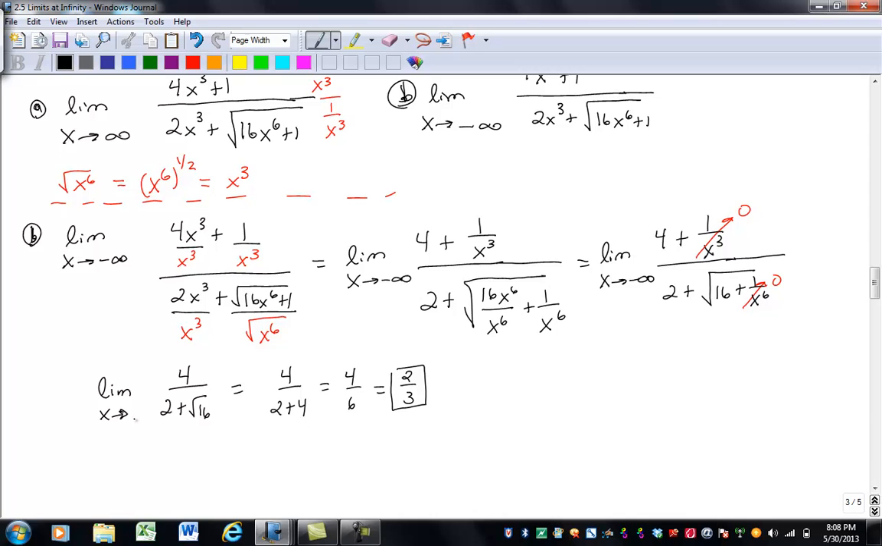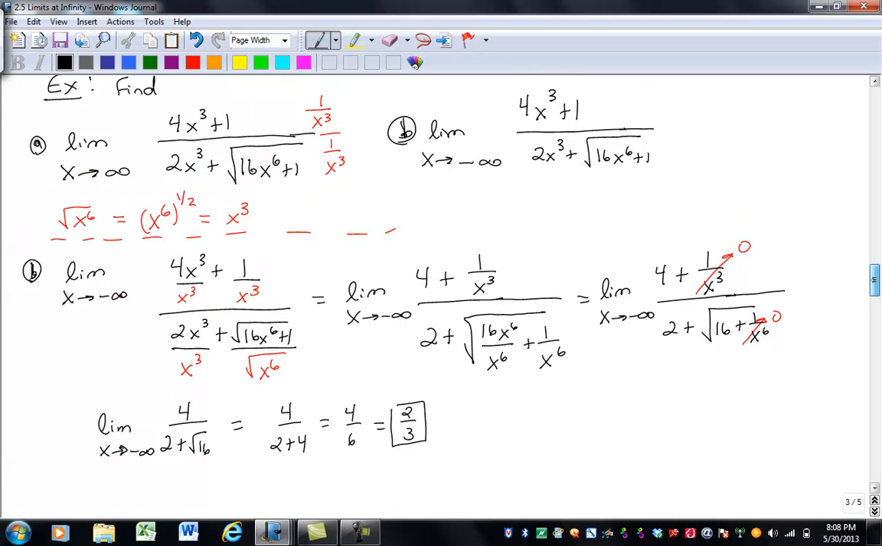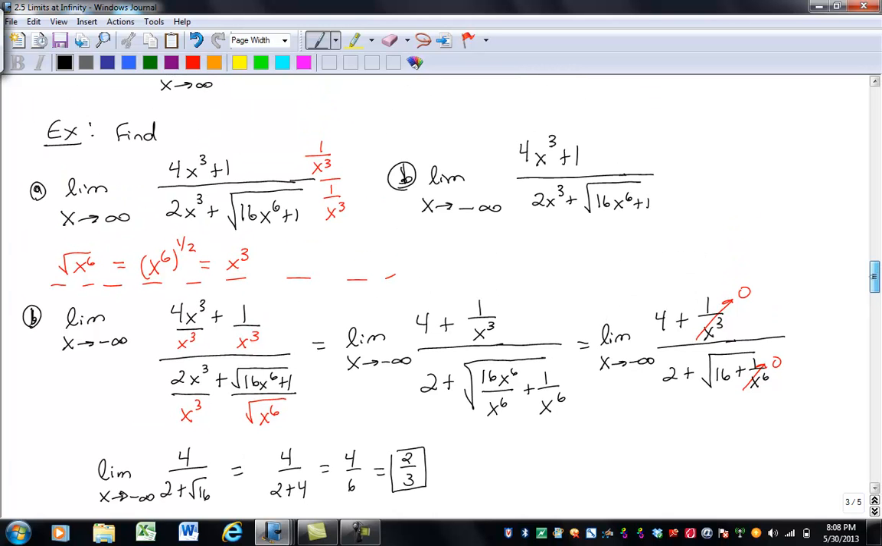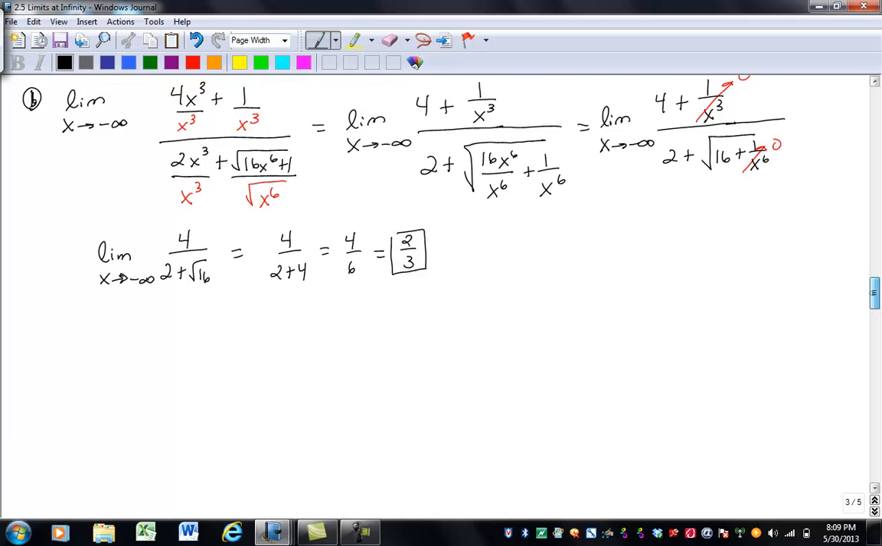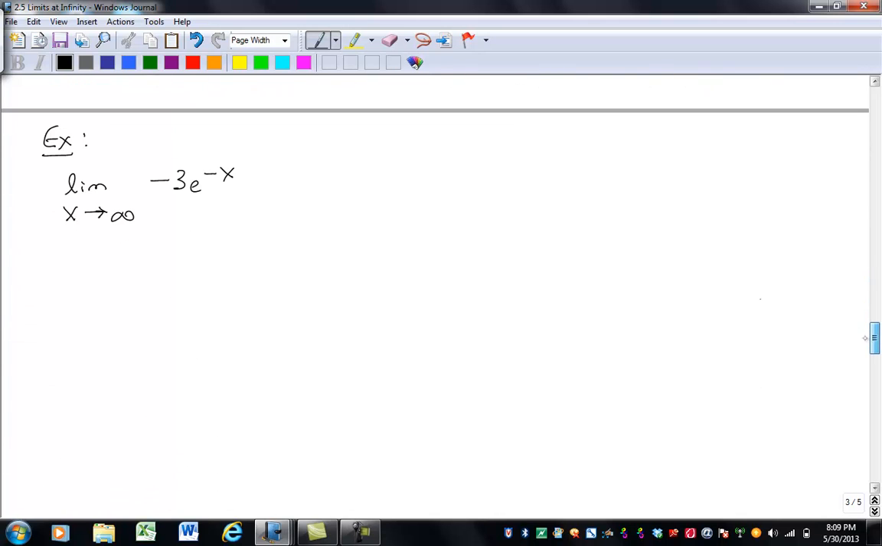And that means I can still get 4 over 2 plus the square root of 16. So I get the same limit for both of these. Because everything would be done exactly the same, and these limits here would still go to 0, because that happens regardless of whether x is positive or negative infinity. So they have a couple scary ones like that in the book, and you just have to be careful with finding the highest power. The last one has to do with one of the transcendental functions we talked about before.